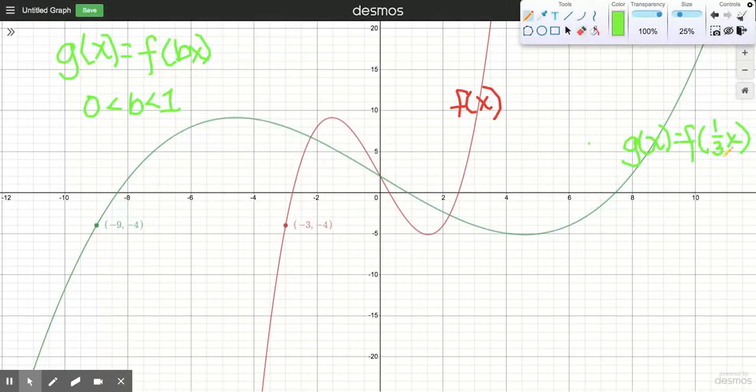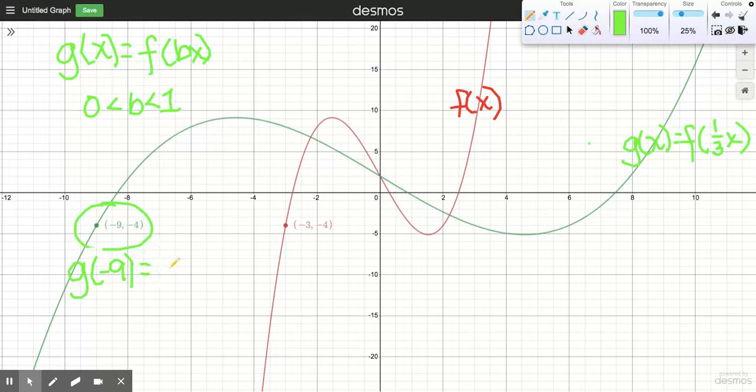So now look what happens here. In this scenario, I have my parent function f of x. And now I'm saying g of x is equal to f of 1/3 of x. So if I want the value of g of x, I need to take 1/3 of x, and then I can get that value on the f of x function. So here I have g of -9 equals -4.